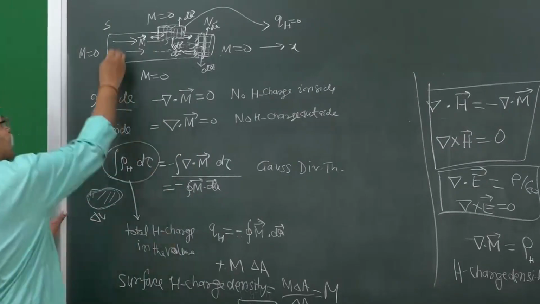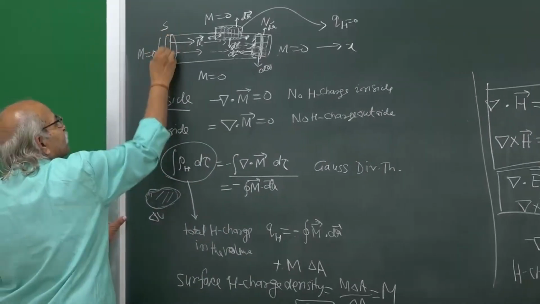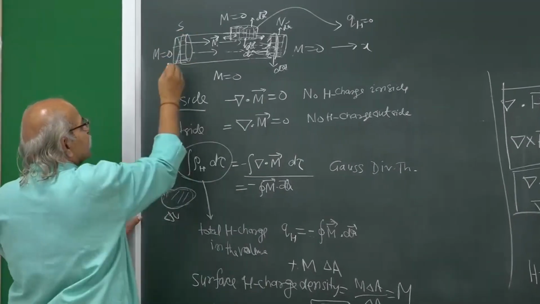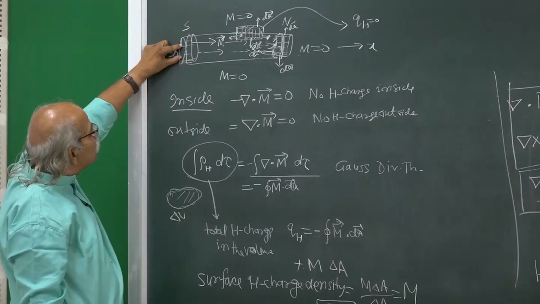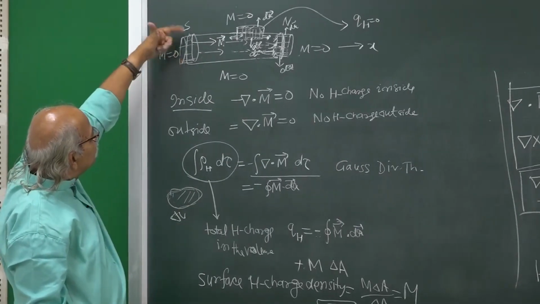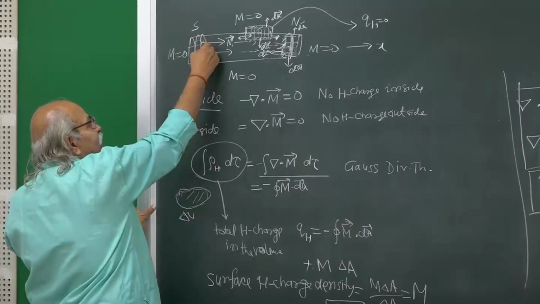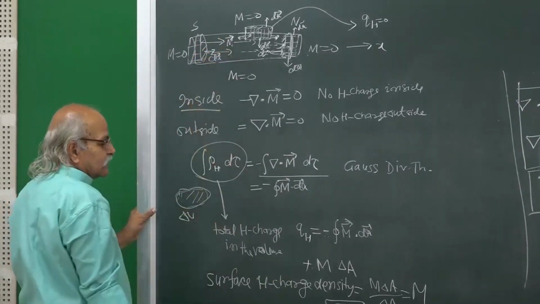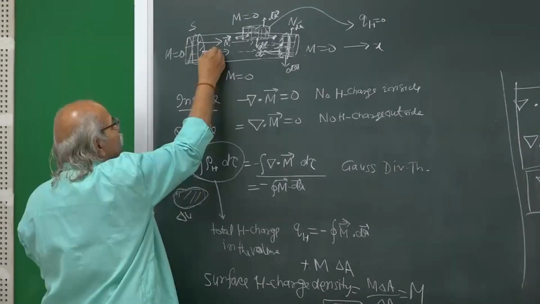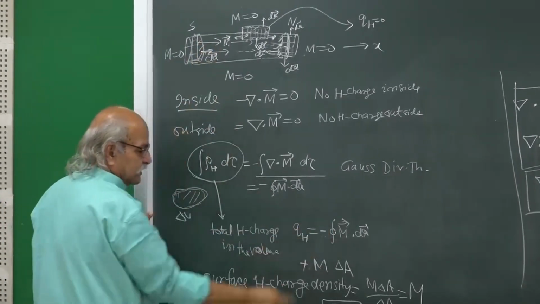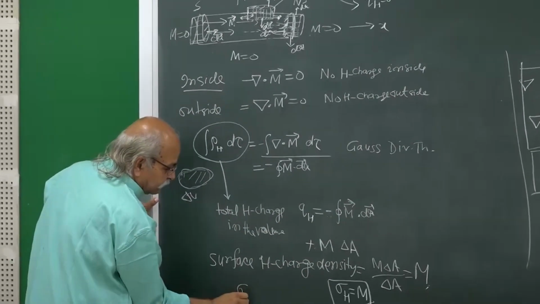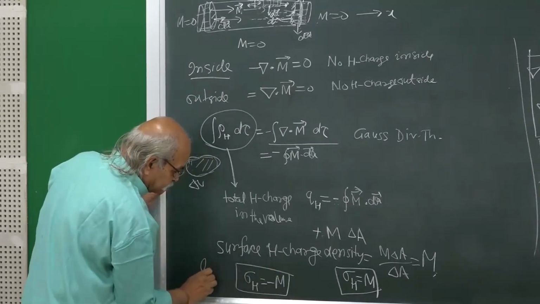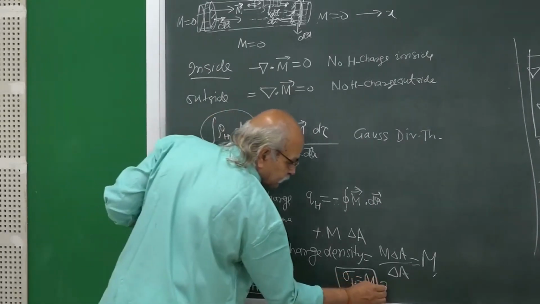And similarly, if you do it here, you make a similar volume, and on this volume you do this whole exercise. No m dot dA outside, no m dot dA on this part, it's only here, and here dA and m are in the same direction, so m dot dA will be plus, and with this minus sign the charge density there will be minus m. So this is left end and this is right end.